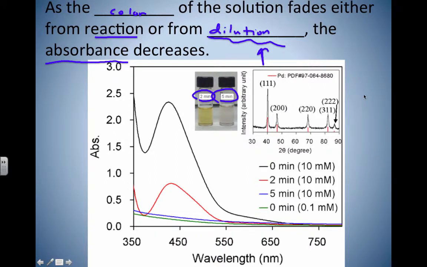So UV-Vis spectroscopy may not be the most energetic type of spectroscopy, but it's certainly got useful applications.